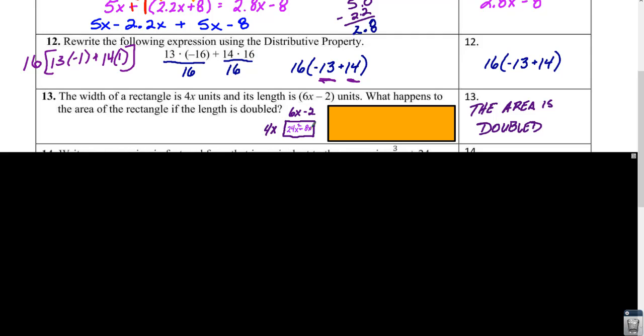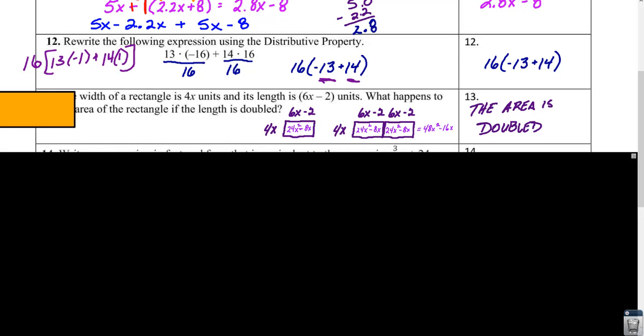What happens to the area if the length is doubled? So if that 6x minus 2 gets doubled, what happens? Well, what happens is the area doubles. And here is the illustration of why that happens.